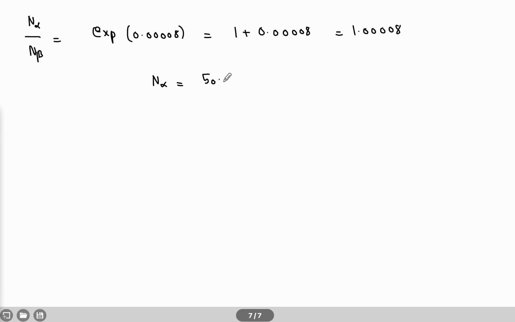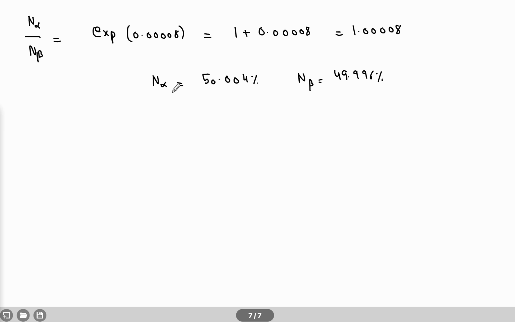This is a simple calculation you should be able to do, so I'm not doing it for you. 50.004%, and n beta will be 49.996%, so 100 minus 50.004. Okay. So that means at 25 degrees Celsius, 11.74 Tesla magnetic field.